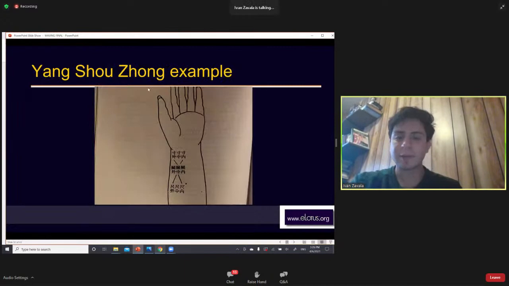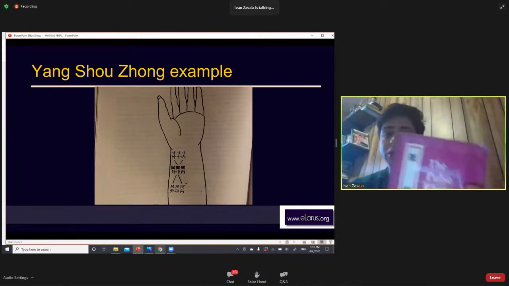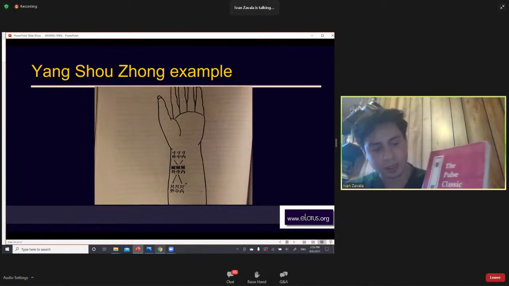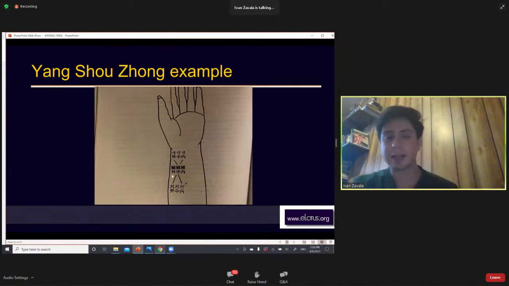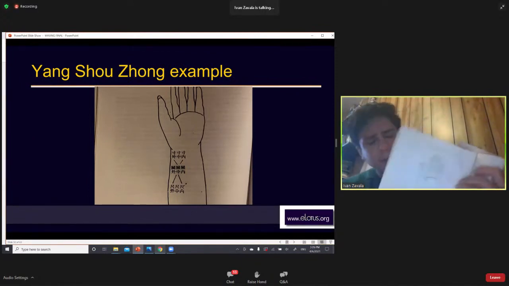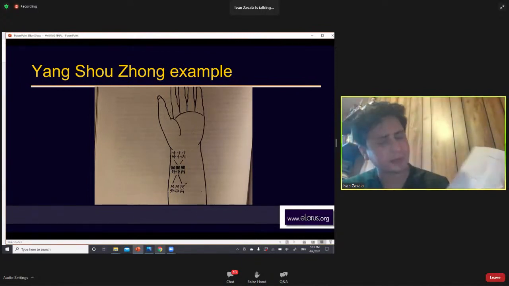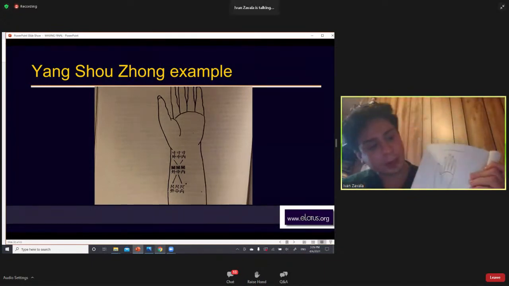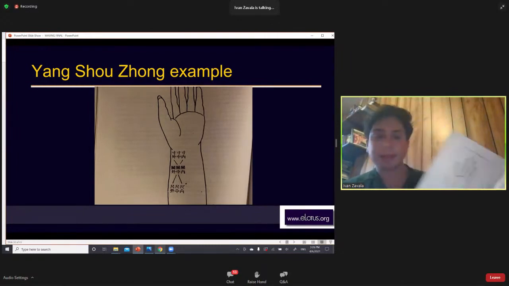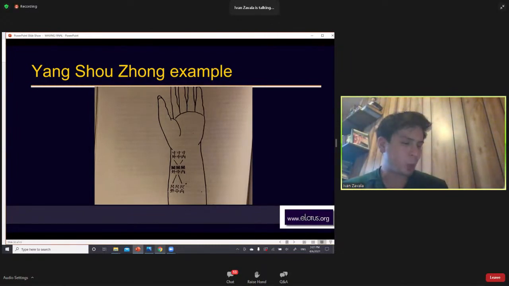And this is from the Post Classic, if you are interested. I think Yang Shouzhong translated this author, and in it he has this little diagram that is actually the only picture he has in the book. That's why it fascinated me. Here, if you can see it clearly, the way he's dividing it is very interesting.